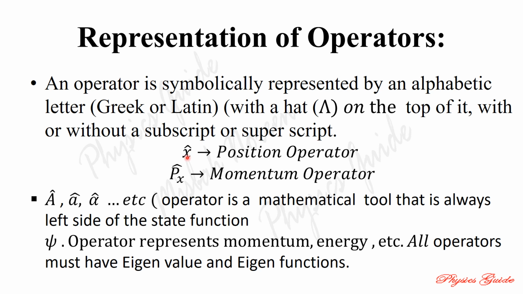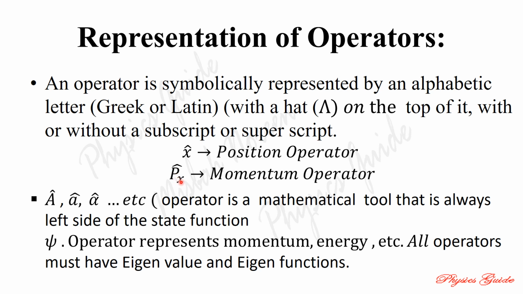Here is X, and if we put a hat on the X, then this represents the position operator, because in quantum mechanics for the representation of position we use the alphabetic letter X. So if we put a hat on the top of it, then it represents the position operator without subscript or superscript. If we put a subscript, then it also represents an operator.